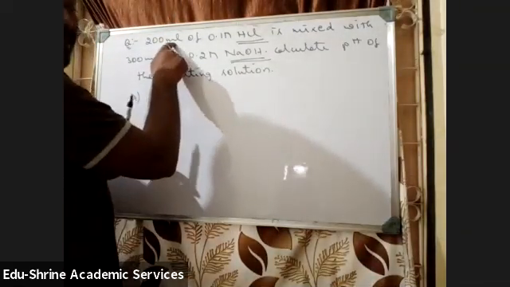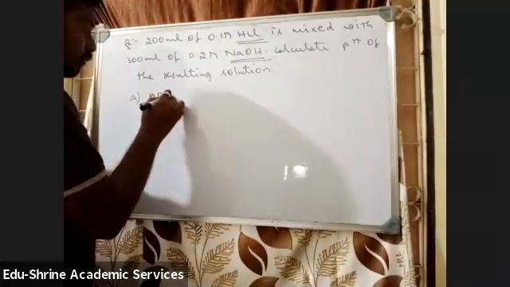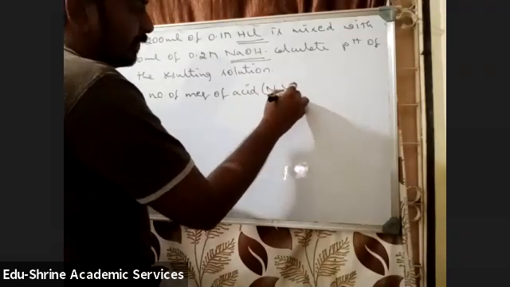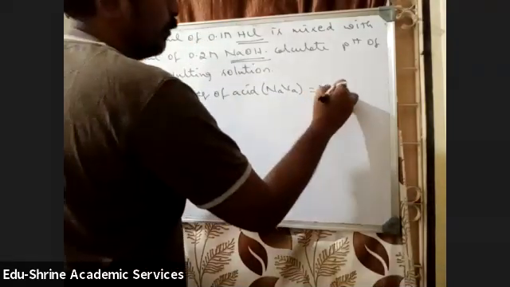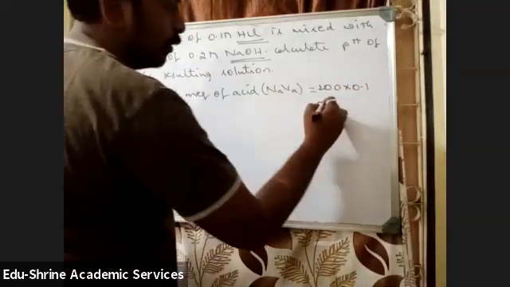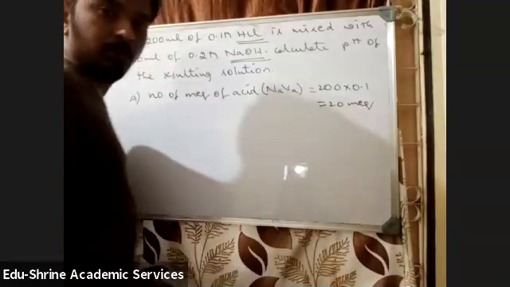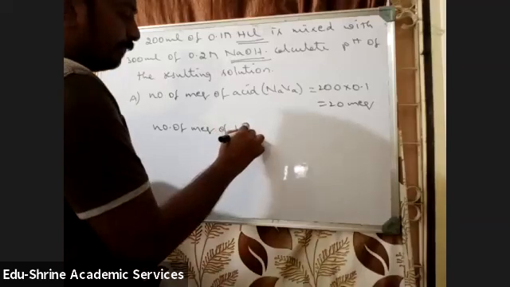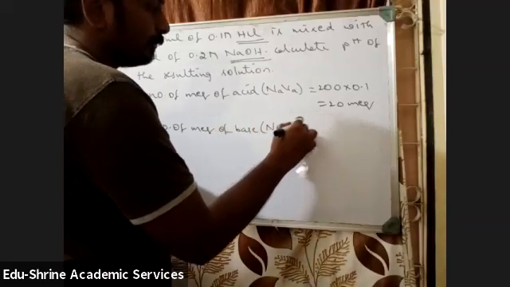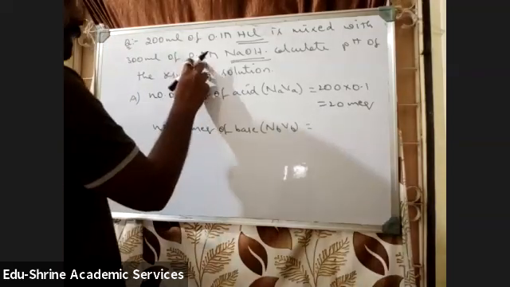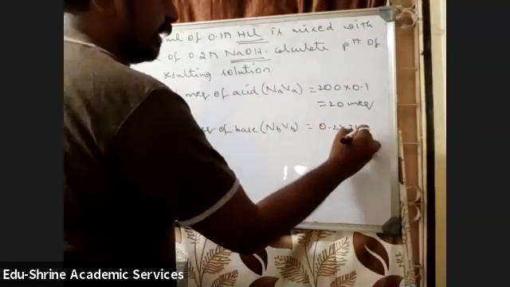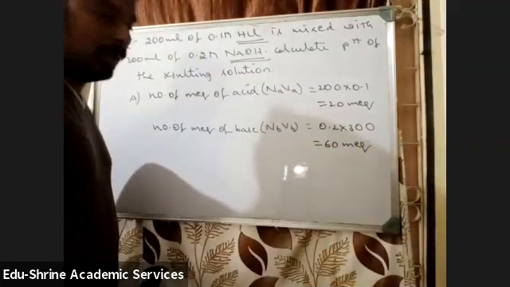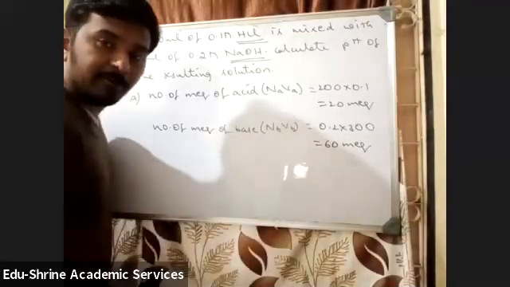See here, volume is given in ml, so I'll get milli equivalents. So number of milli equivalents of acid, that is NaVA, is equal to 200 into 0.1. So that is 20 milli equivalents. In the same way, number of milli equivalents of base, NBVB, is equal to normality 0.2 into volume 300. So this will be 60 milli equivalents. So number of milli equivalents of base is more when compared to that of acid.